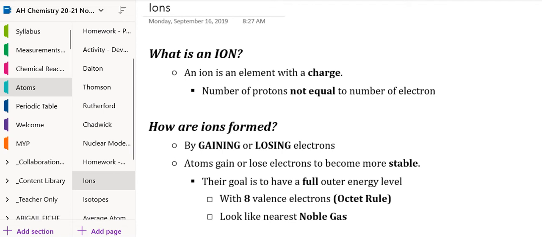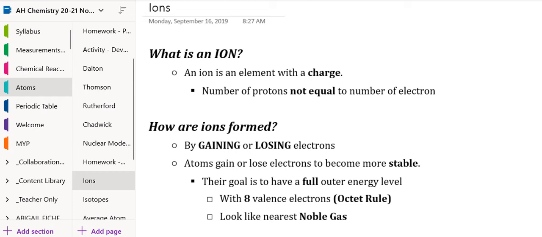About parts of the atom. We talked, very briefly, about ions. And so for an atom to be neutral, what has to be true? The number of protons equal the number of electrons. Good. So for an atom to not have a charge, the positive protons and the negative electrons have to be equal. Well, if the protons and electrons are not equal to each other, then the atom's going to have a charge. And we call it an ion. So an ion is an atom with a charge.